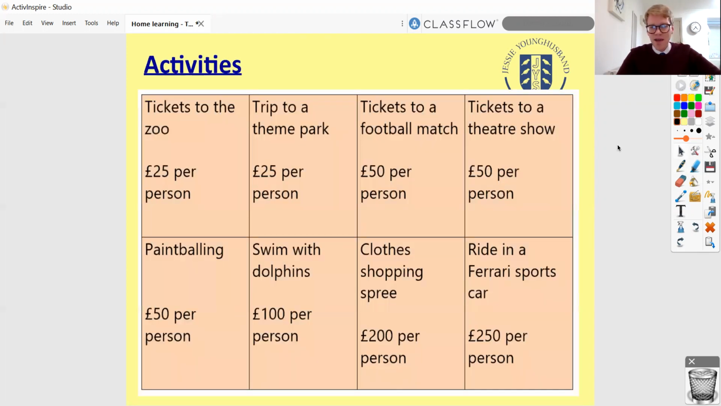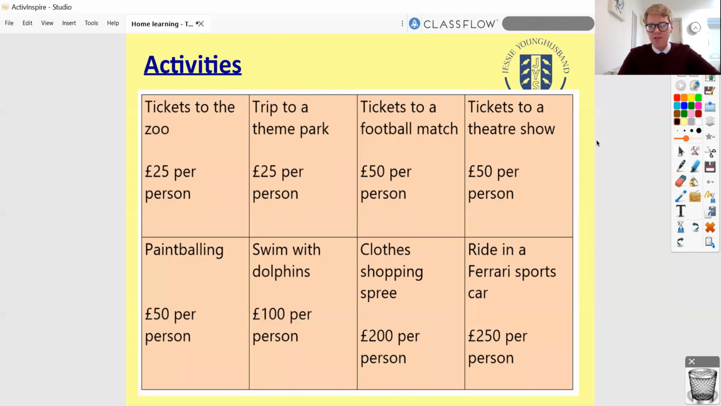And activities. Now, when you get to activities, you can do as many of these as you've got money for. So you could potentially actually do all 8 of these if you wanted, whereas the others, you're just going to pick one. So you've got tickets to the zoo, trip to a theme park, tickets to a football match, tickets to a theatre show, paintballing, swimming with dolphins, going on a clothes shopping spree, and a ride in a Ferrari sports car. Oh, do you know, I can already think of a couple of people in the class who I think will be picking that one.